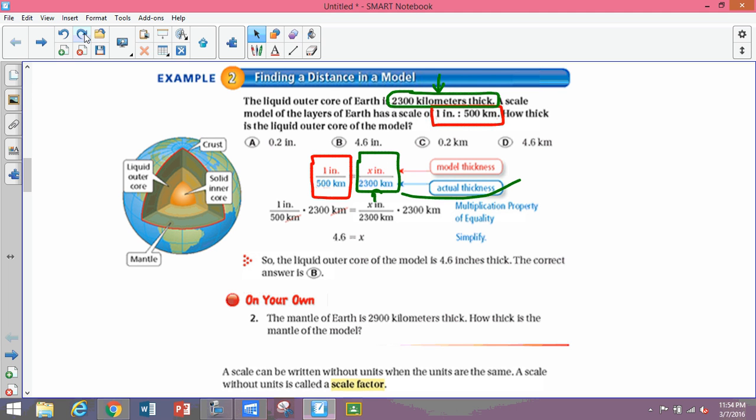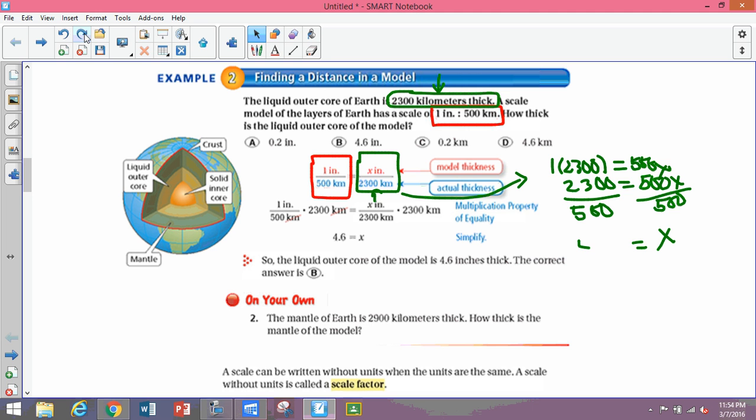And then you're going to cross multiply. So you would take 1 times 2,300 equals 500x. 1 times 2,300 is 2,300 equals 500x. You then divide both sides by 500, and you get an answer of 4.6 inches. I'd like you to pause your computer and do number 2 on your own using this same scale.